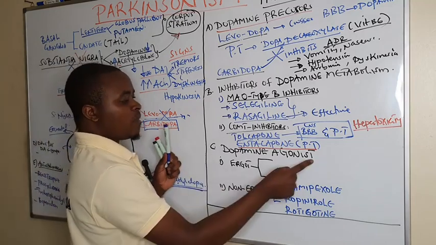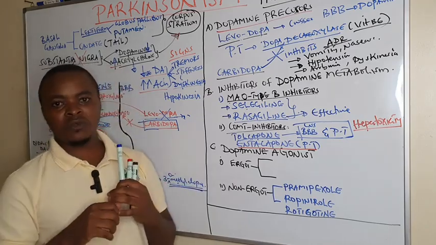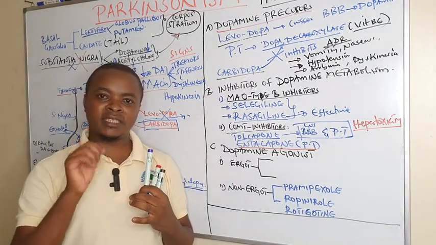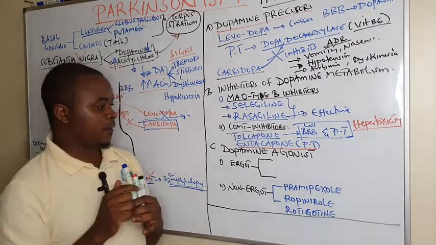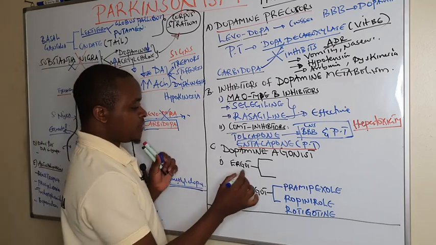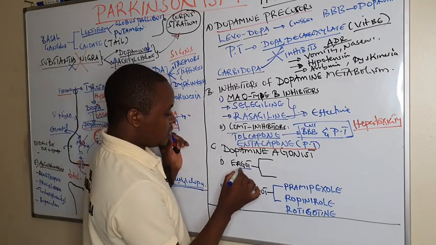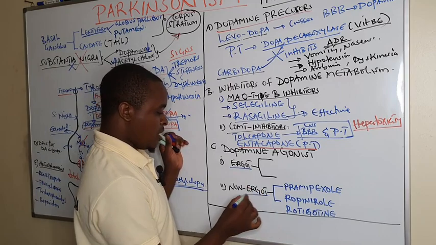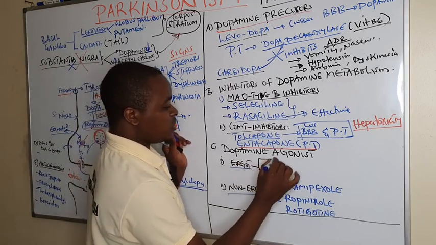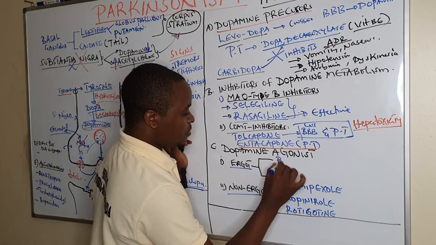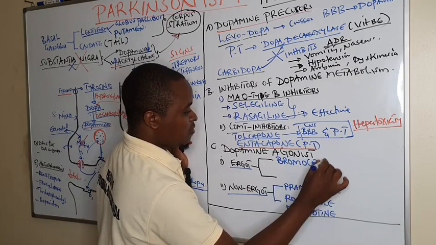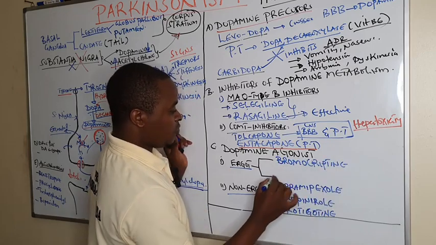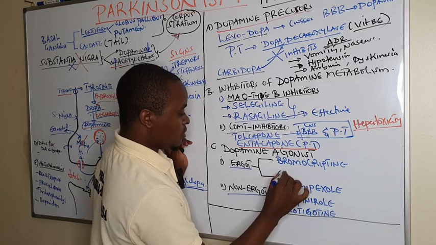So among the dopamine agonists, the major aim we are looking at is increasing dopamine levels, so we can give dopamine directly. And these dopamine agonists are categorized into two, which are ergot and non-ergot. Among the ergot we have bromocriptine. Bromocriptine is one of them. Then we also have cabergoline.